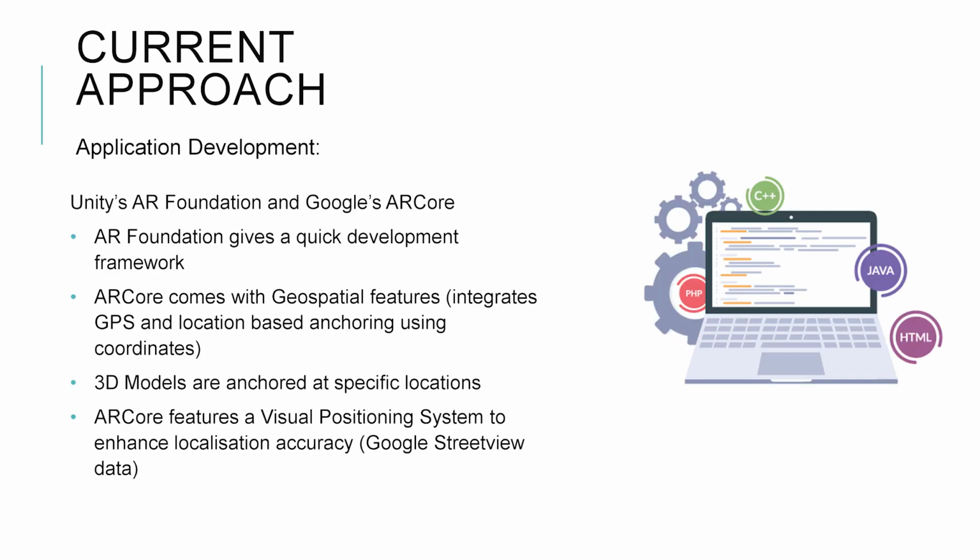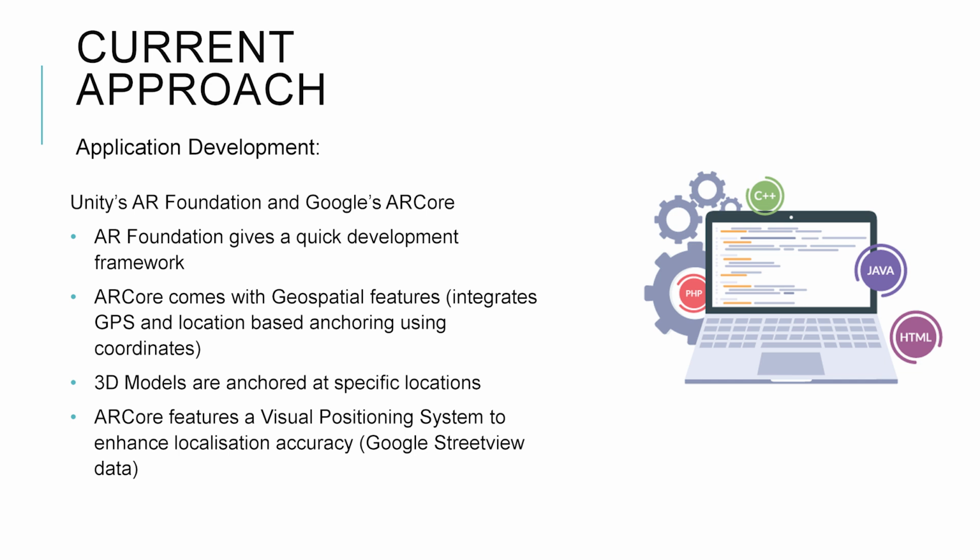In terms of the application development itself, we are using Unity's AR Foundation and Google's ARCore. AR Foundation gives us a quick pipeline to develop Android and iOS applications, and the ARCore framework is chosen because it comes with geospatial features, which allow us to have location-based content. So the 3D building models that we created in the previous steps are anchored using their global coordinates in the application. And to improve accuracy, ARCore has a visual positioning system, which improves localization by matching camera images with Google Street View images.